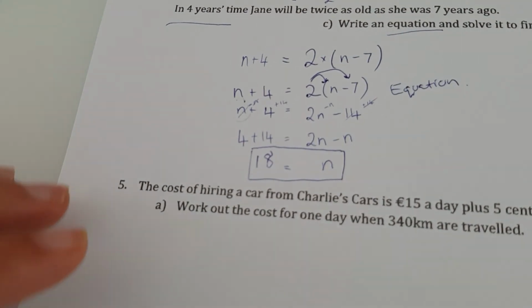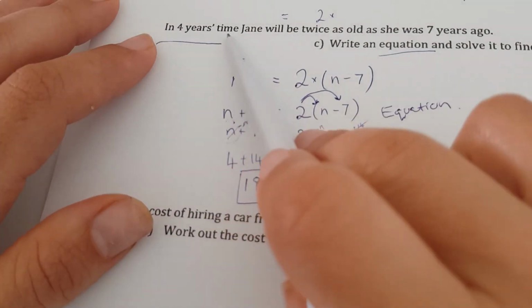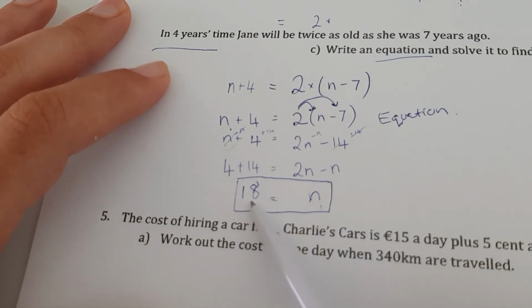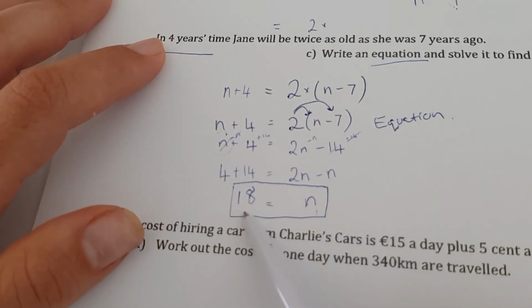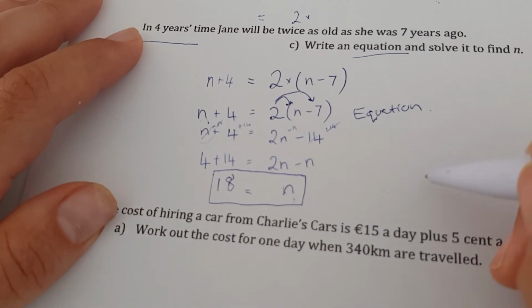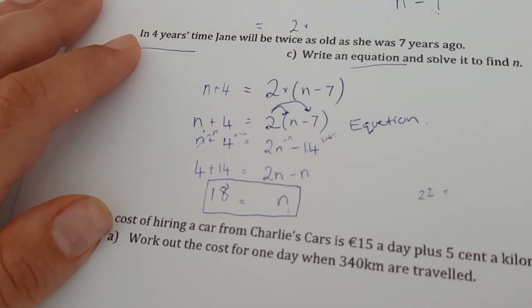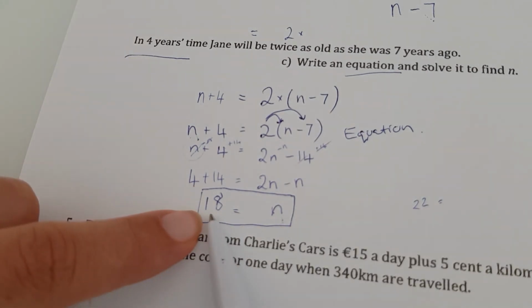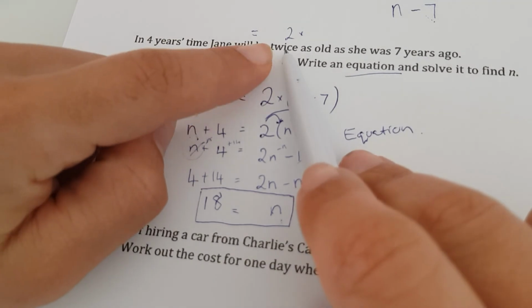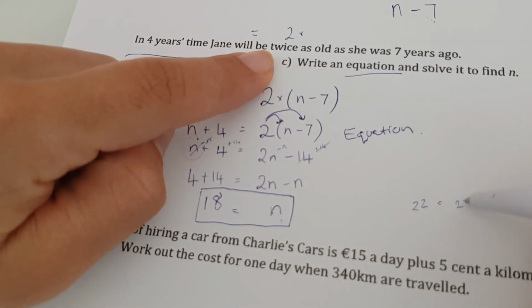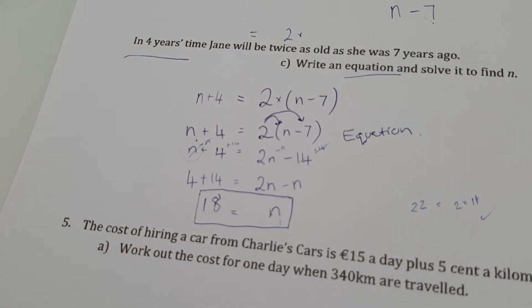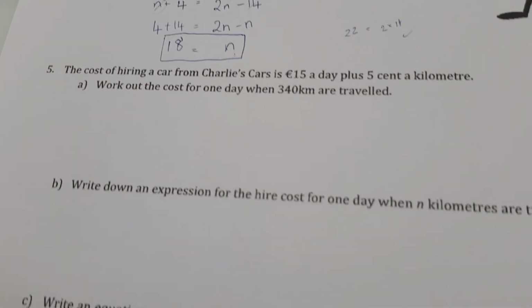Let's see if we're correct. 4 years' time. If she is 18 years now, in 4 years' time, she is 18 plus 4. She would be 22 years. 7 years ago, how old was she? 7 years ago, she was 11 years. And we're saying that she will be twice that age. There we go, 22 equal to 22. So we know that it is correct.